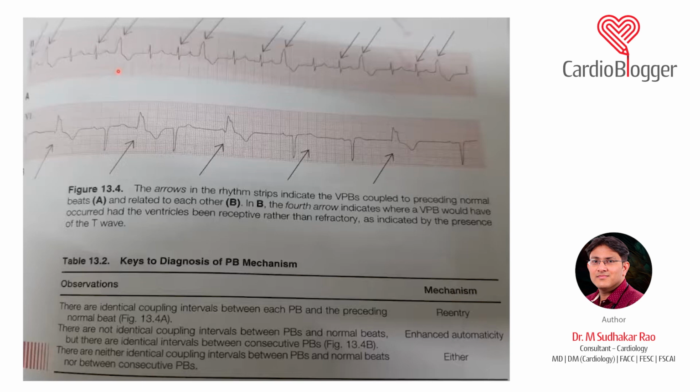So if you see such circumstances, you can know that the mechanism is because of re-entry. As opposed to that, look at this ECG, where there is a VPC, a normal beat, a VPC, a normal beat, but after some time the next VPC comes, and because it is in the absolute refractory period, it is not able to produce a VPC, and so the next normal sinus beat comes. So if you see the coupling interval, it is not constant between the preceding beat and the VPC.